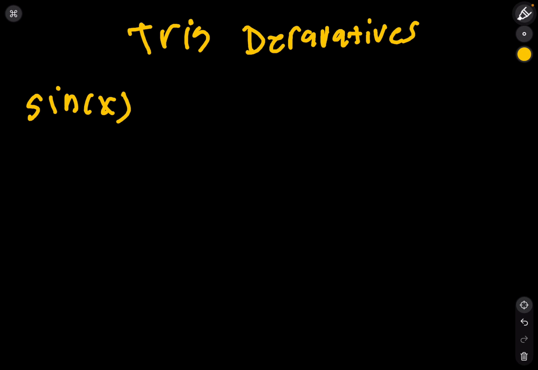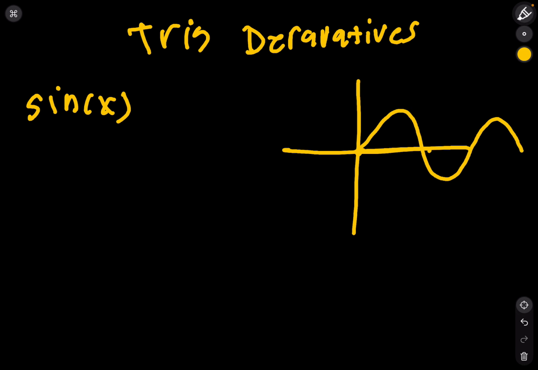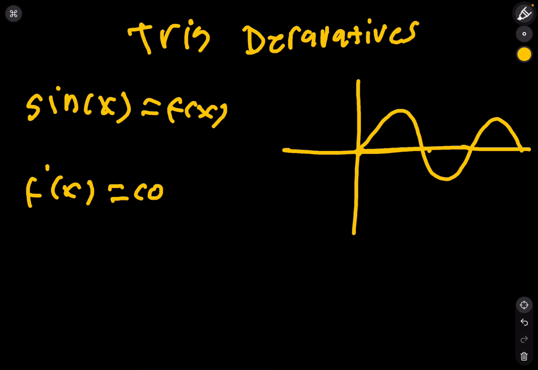If you took pre-calc, you may know that the graph of sine of x looks something like a little wave. It goes like that, right? From here, what I can safely assume is that since the derivative is just another name for slope, let's say sine of x is f of x. Let's say the derivative of sine of x is just equal to cosine of x.